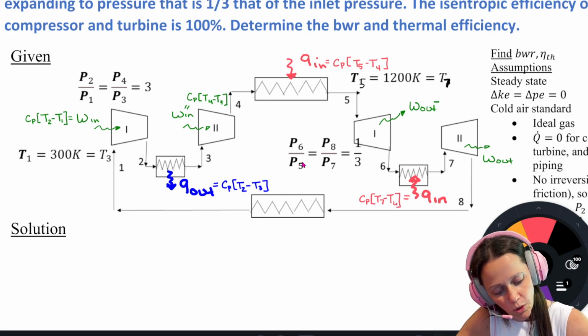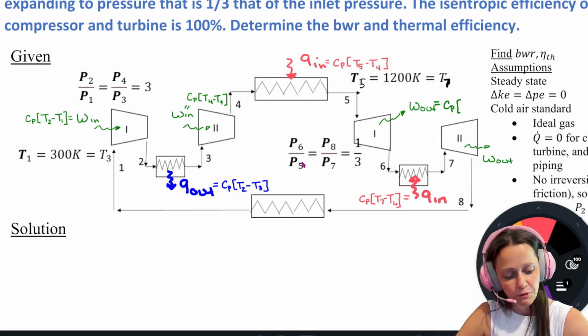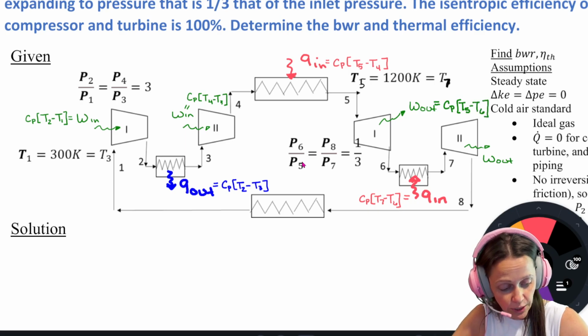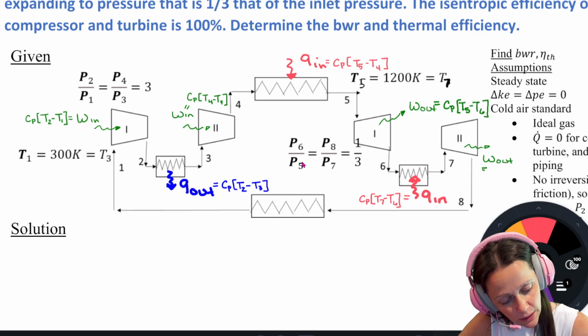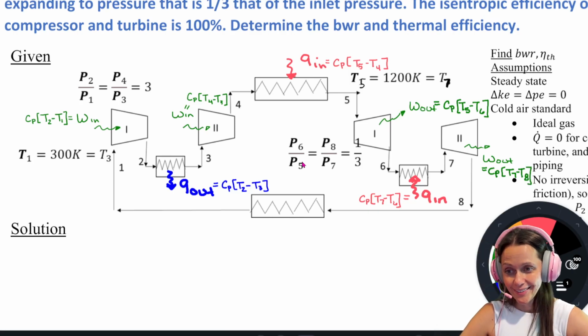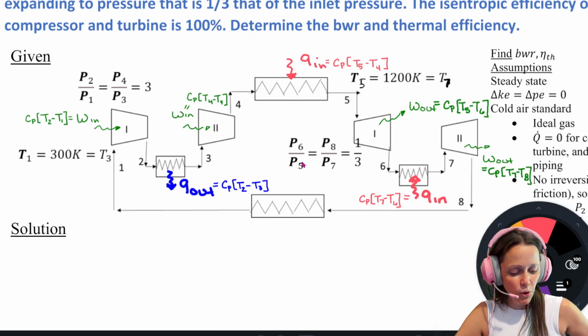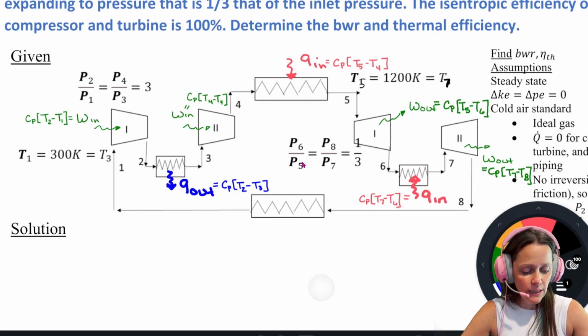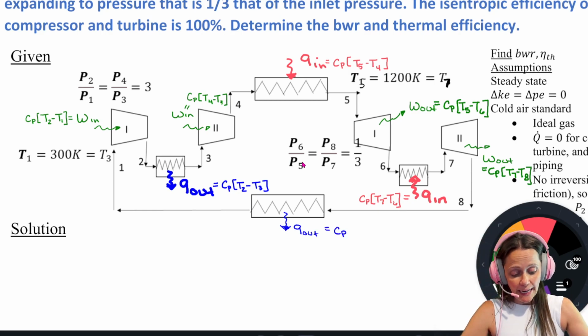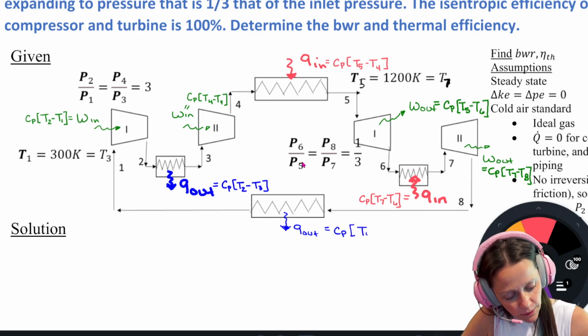Perfect. Got a couple of work outs between 5 and 6. Well, the temperature T5 is going to be bigger, right? Pressure's going down, so is that temperature. This guy is going to be CP times T7 minus T8. There we go. And we've got one more heat exchanger that I kind of forgot about until now, where we're modeling our exhaust process. This is another Q out. It's between 8 and 1. T8 is the bigger one, so T8 minus T1.